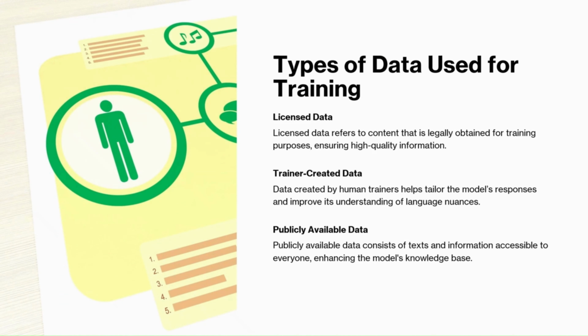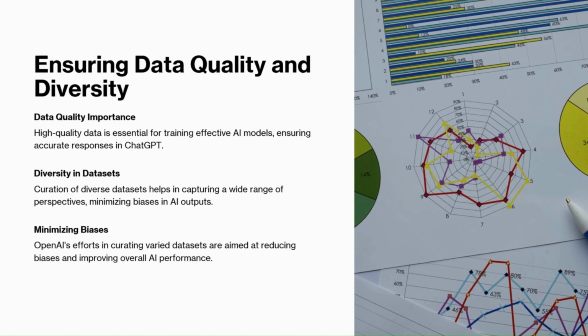ChatGPT learns from different types of data, including licensed content, text written by human trainers, and public information in different languages. This mixed combination helps it understand many different topics. Good and varied data is very important for training ChatGPT. OpenAI carefully chooses data that covers many topics, views, and writing styles. This helps reduce bias and makes the model work better.